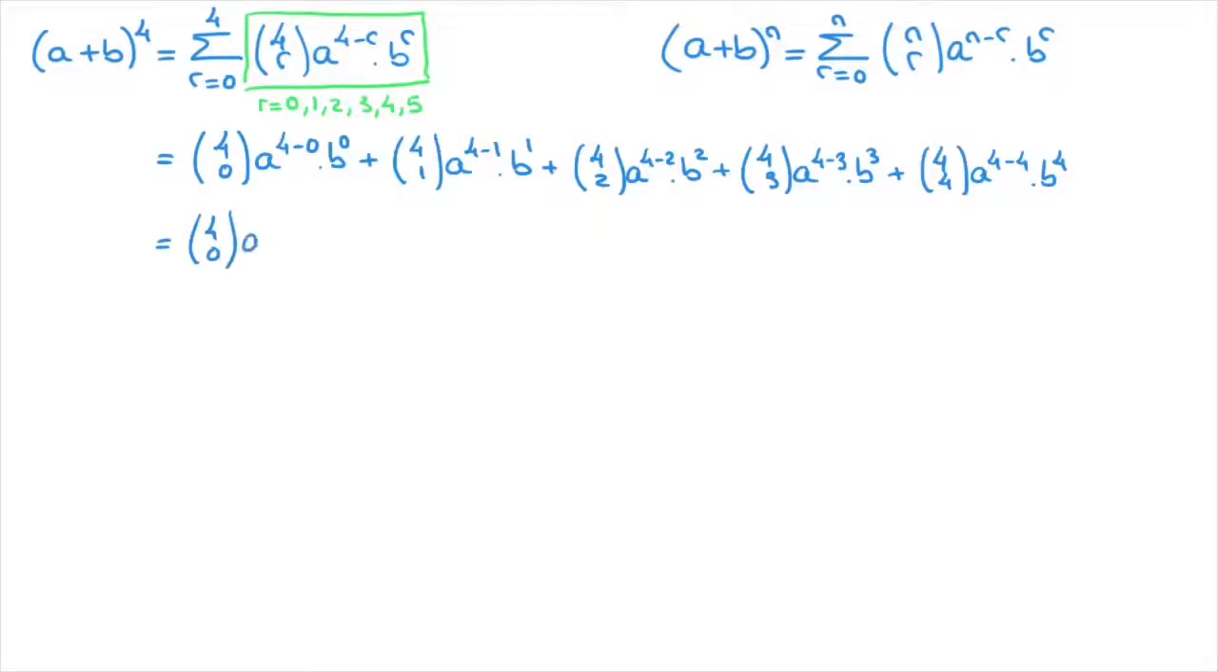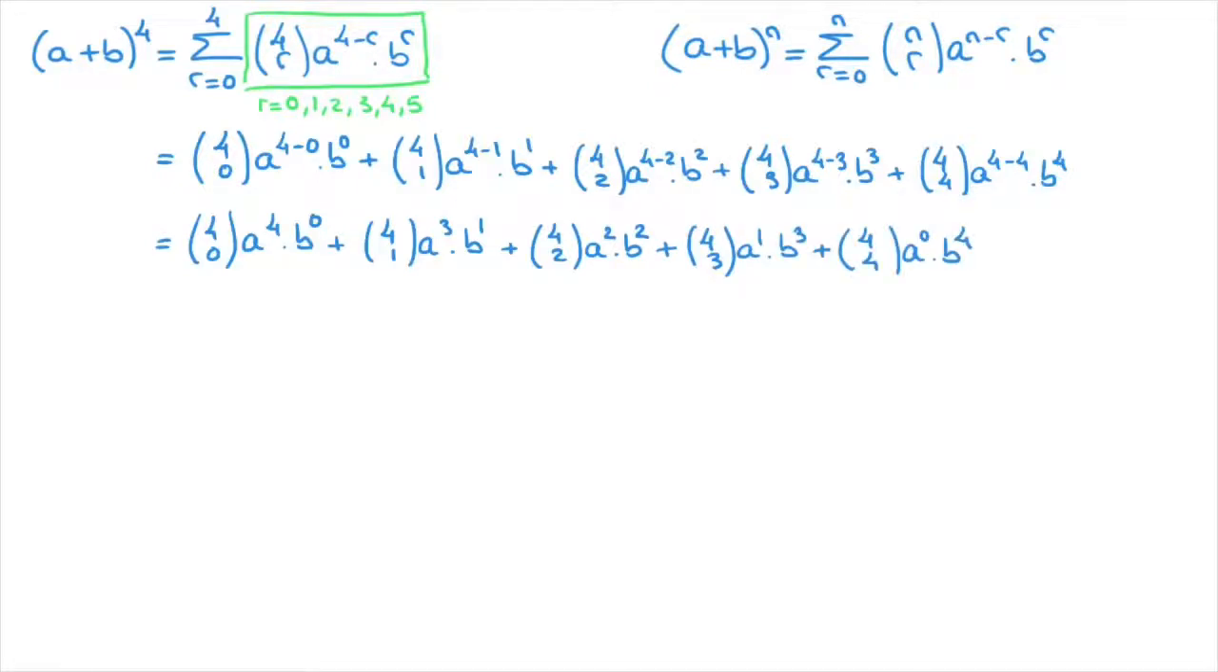We now simplify the exponents a bit, which leads to (4 choose 0) times a to the power of 4 times b to the power of 0, plus (4 choose 1) times a to the power of 3 times b to the power of 1. And carrying on this way will lead to the following. We now have our 5 terms, and we still need to simplify a little bit further.